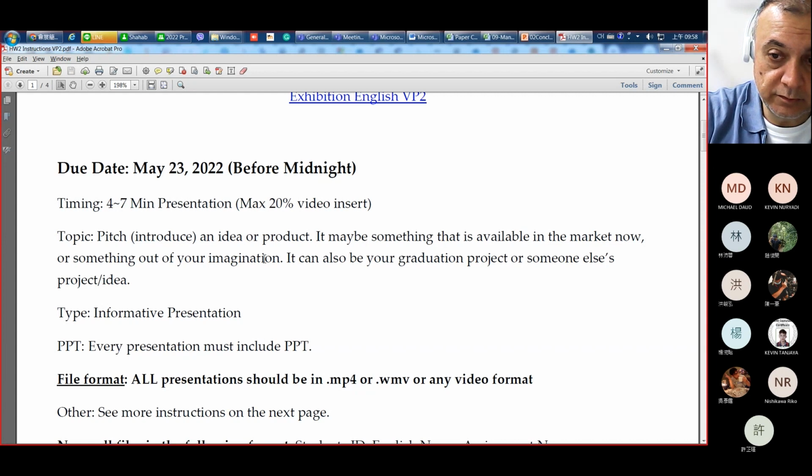So the product may be something that is available in the market now, or the idea is something that is already available. Like you want to talk about some philosophical ideas or some kind of health ideas, something that is an idea, not how to become healthy, but just this is the concept, not the practical part of it, but the conceptual part of it.